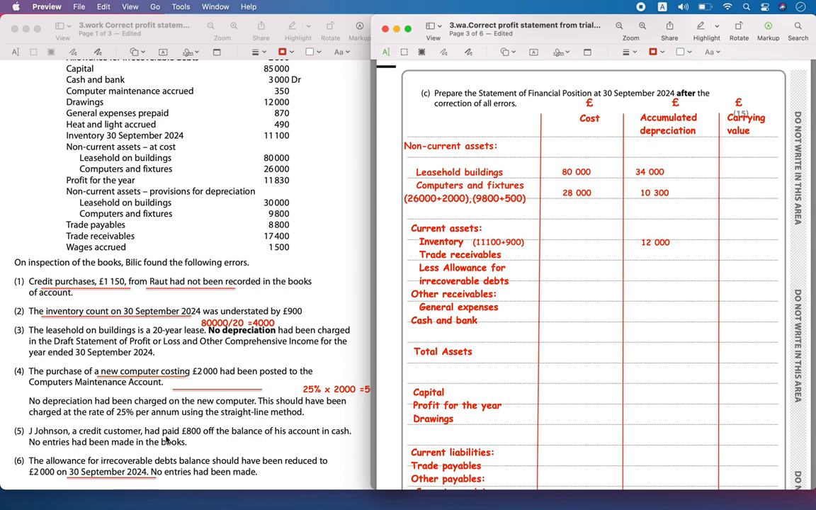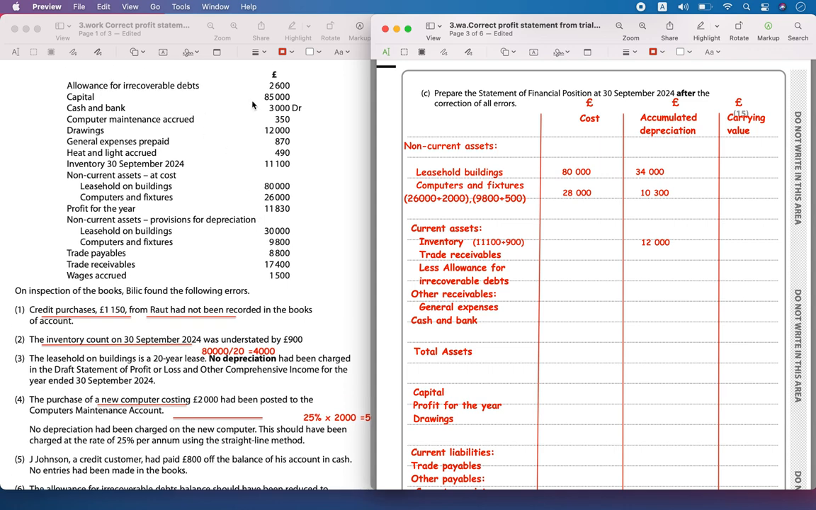Then we can see that J Johnson, a credit customer, he had paid 800. So cash and bank is going to get affected. So instead of 3,000, it will be now 3,000 plus 800. So the cash and the bank, okay, we have to update. So it will be equal to 3,000 plus 800. So that value will be equal to 3,800.